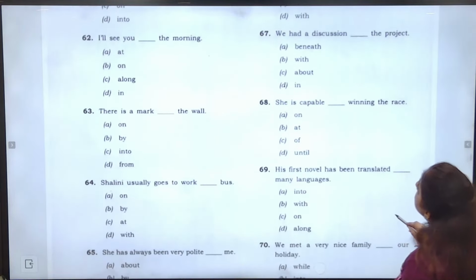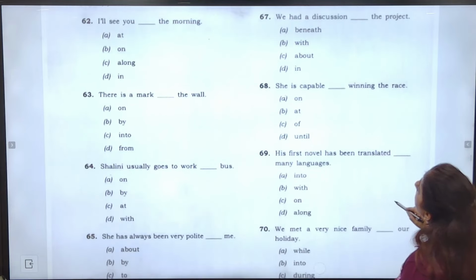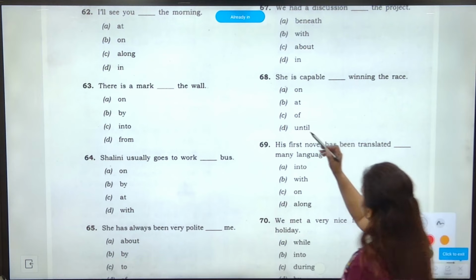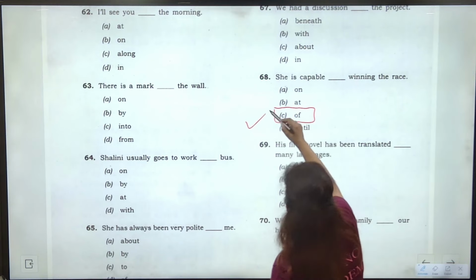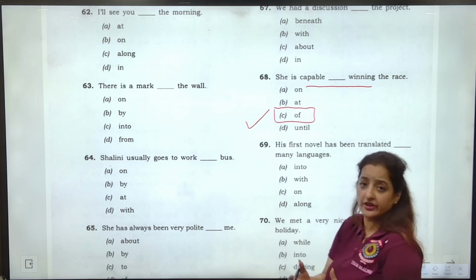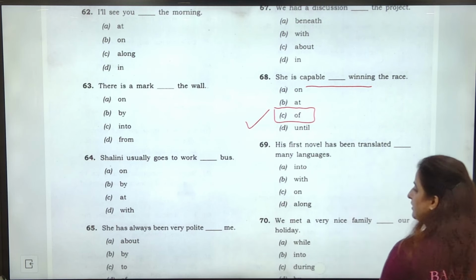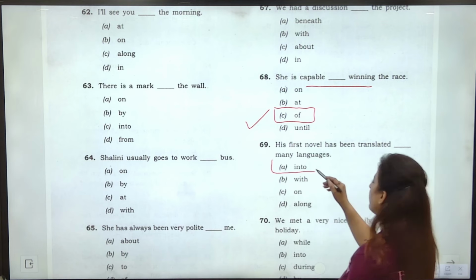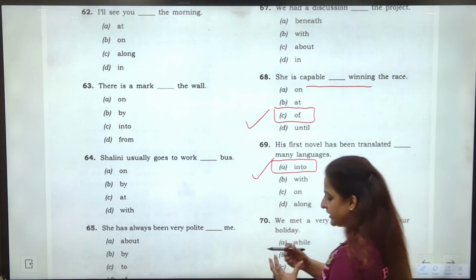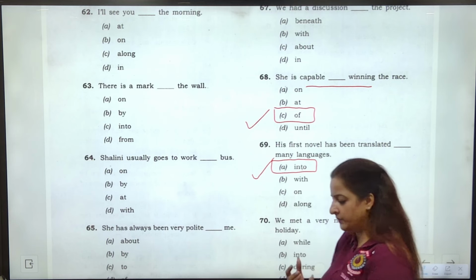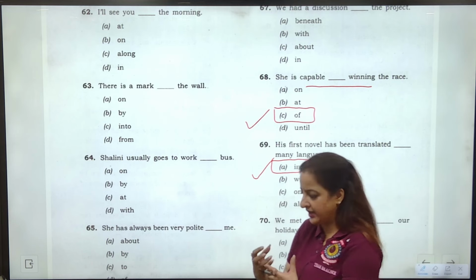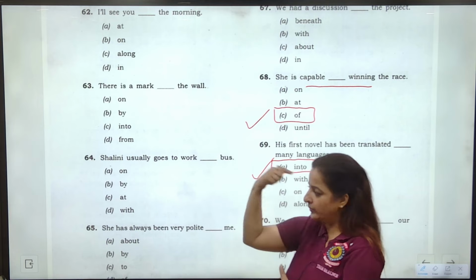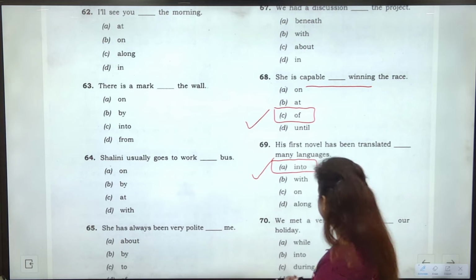Question 68. She is capable. After capable, we always use the preposition. You're capable of doing something. 69. His first novel has been translated into many languages. Translated into. This into is always used for when there is a change of area. I walked into the room. So from outside to inside. So one language into the other language. So translated into.